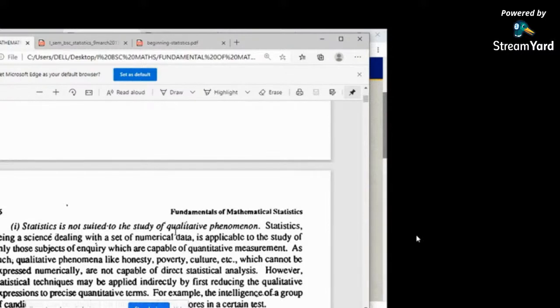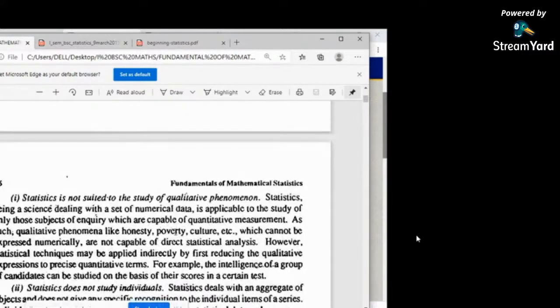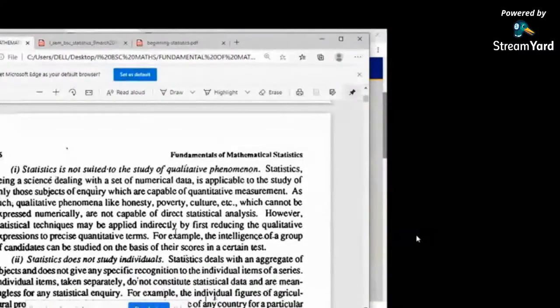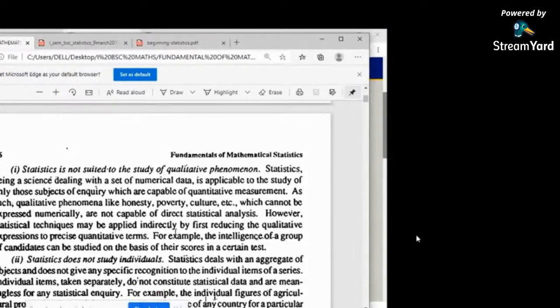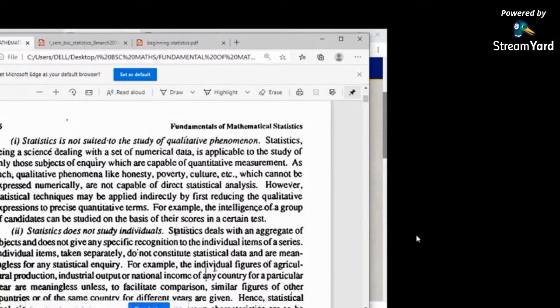Beauty is a qualitative measure. It is not a quantitative measure. The mark obtained in a mathematics paper is a quantitative measure. But beauty and intelligence are qualitative, not quantitative. So it is very difficult to deal with qualitative data. Statistics does not study individuals.